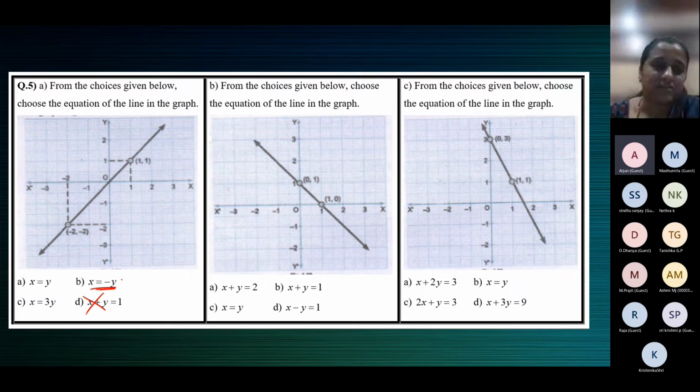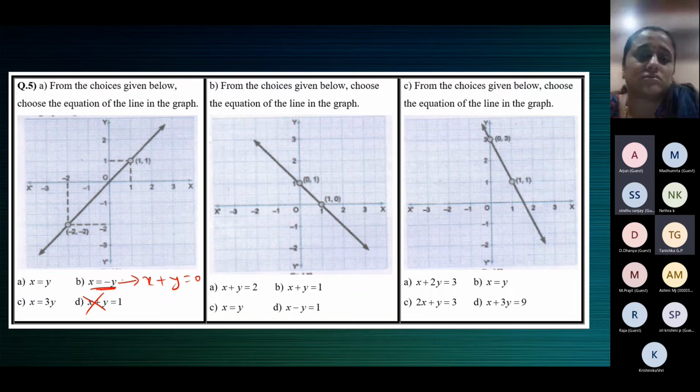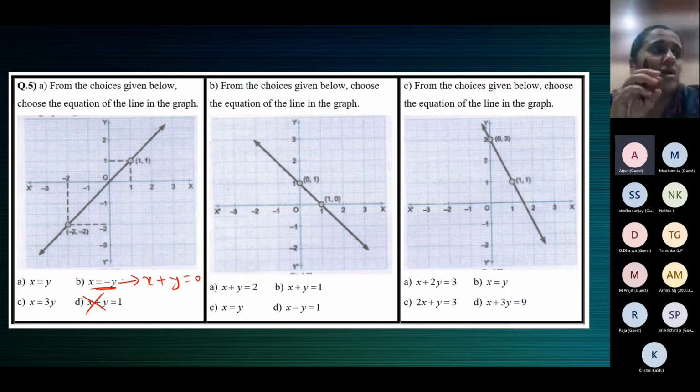Children, please understand, don't look at B and C and don't try to do it by yourself. Please listen to this. Now you can also write this like this: x plus y is equal to 0. Yes or no? Yes, ma'am. All of you, please listen to me. x is equal to -y. We are first trying to rule out certain options. Okay, this is not possible. You're trying to rule out.